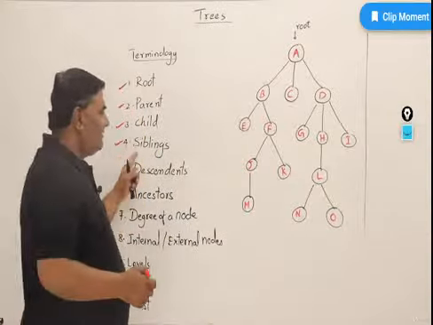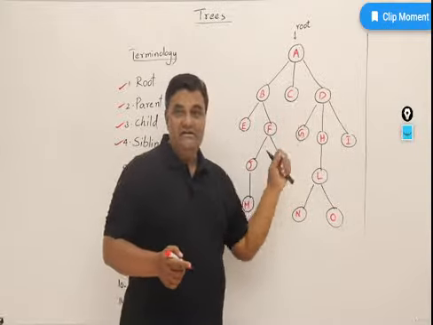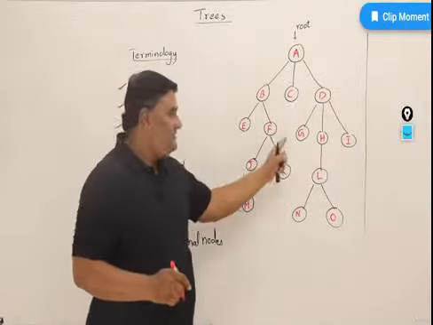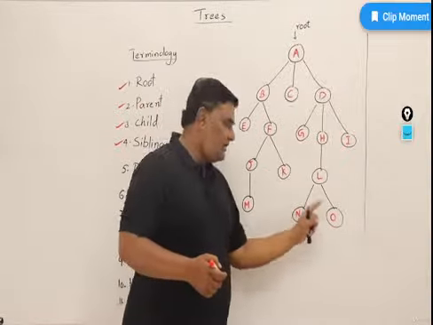Now siblings. Siblings are children of the same parent. G, H, I are children of D. So they are siblings to each other. G, H, I are siblings. J and K are siblings because their parent is the same. N and O are siblings.